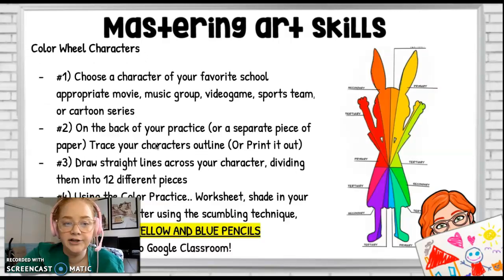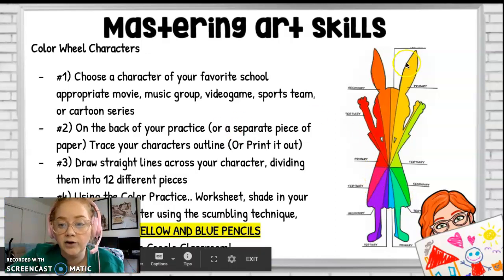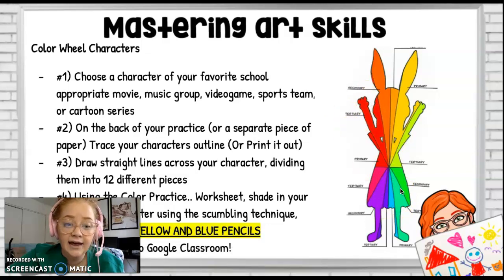All right, so here's a picture of what the final is going to look like at the very end over here. So first, you're going to choose a character of your favorite school-appropriate movie, music group, video game, sports team, or cartoon series. Two, you are going to trace the outline of your character or print it out if it's available to you. I know a lot of my students don't have printers though, so tracing is great. Just hold your paper up to the screen and trace it out. You're going to draw 12 lines across their figure going diagonal until you break them up into 12 sections. And then you have your color practice worksheet to help you out with what colors go where, and I'll also leave a handout on Google Classroom as well.